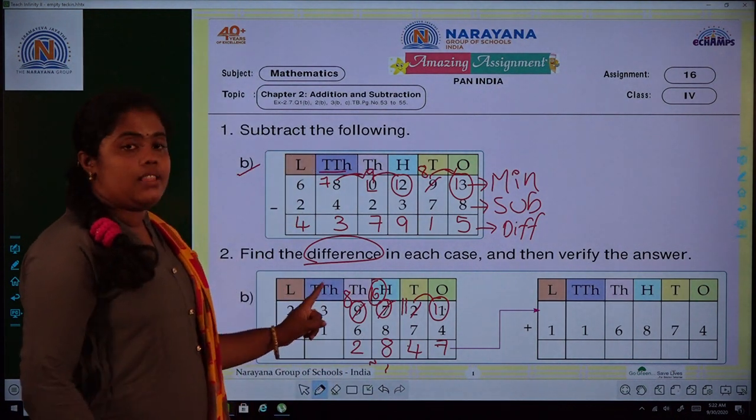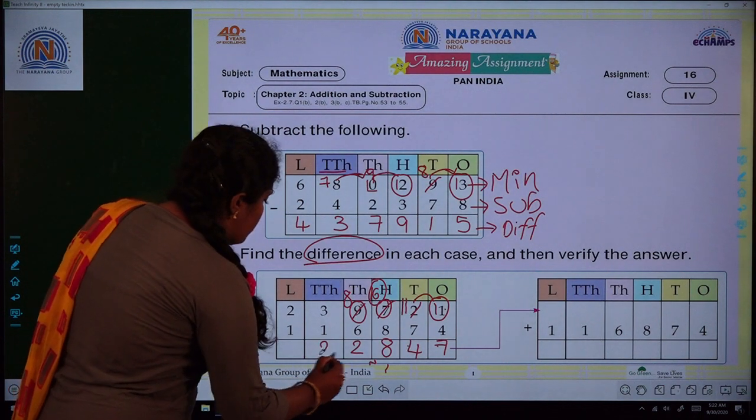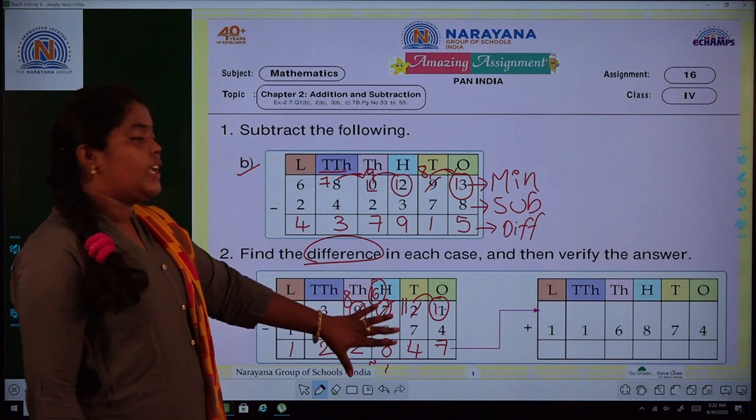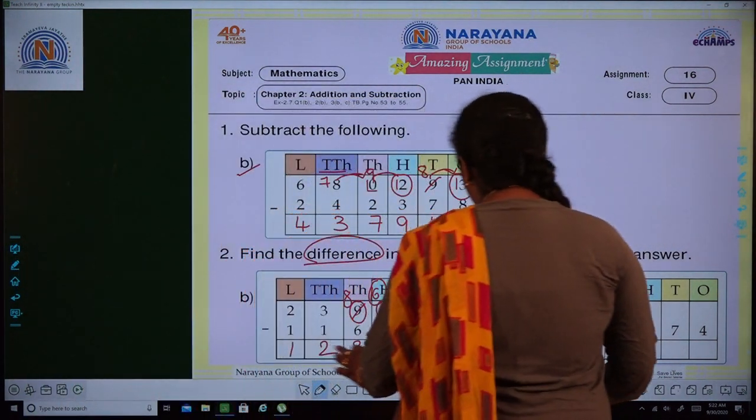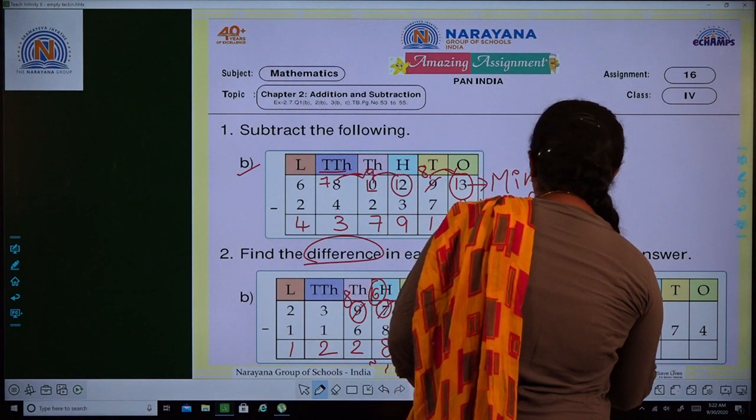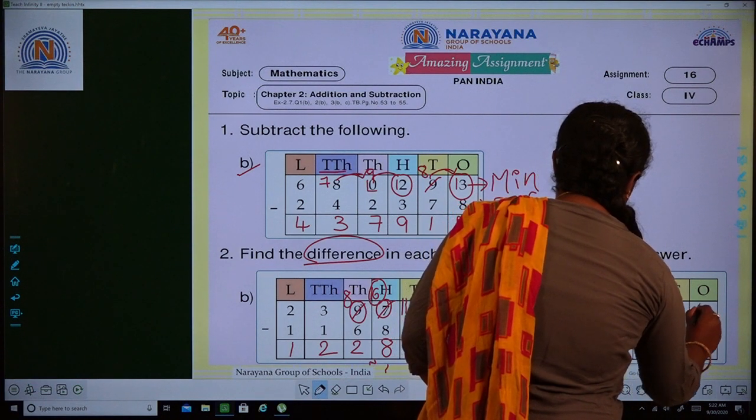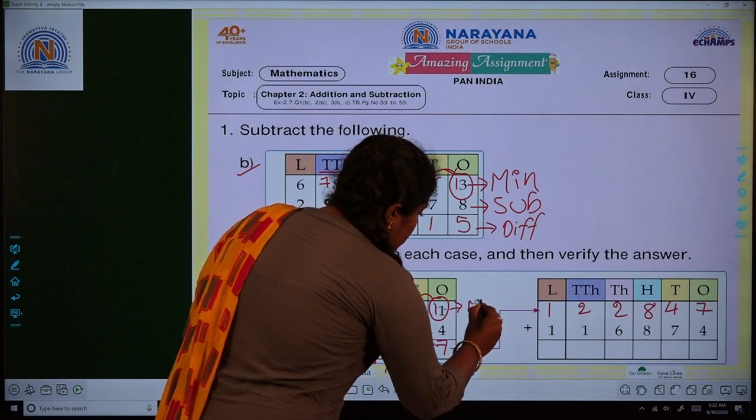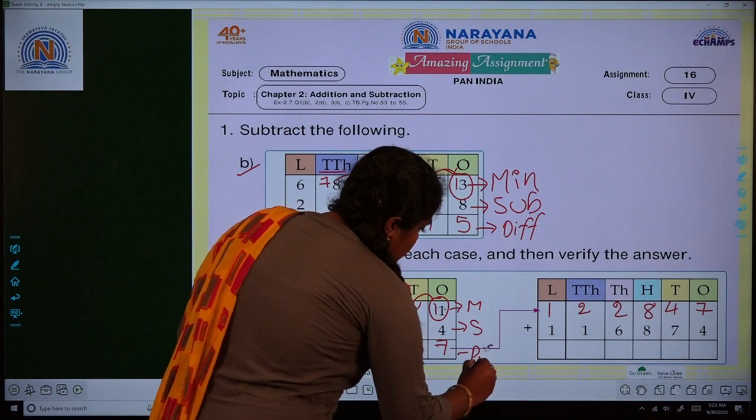3 minus 1. 10,000s place. 3 minus 1. The answer is 2. Here 2 minus 1. The answer is 1. Now we will check is it correct or not. How do we have to check? Here we get 1,22,847 as the difference. It is the minuend and it is the subtrahend. The answer is the difference.